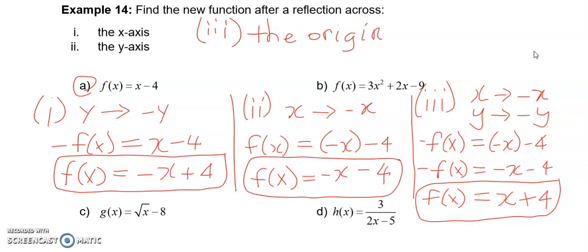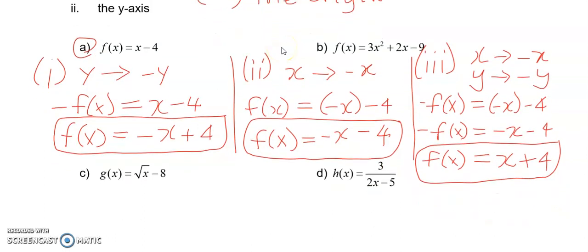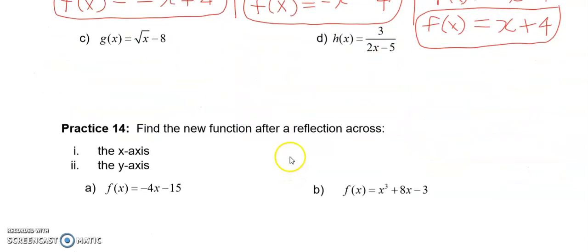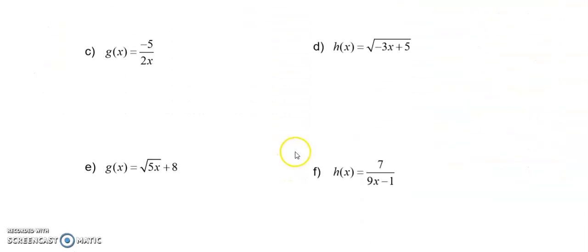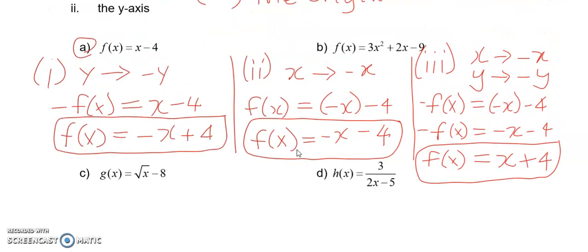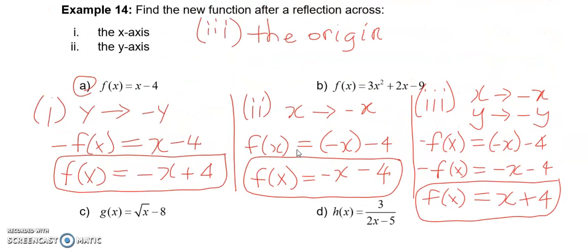And that's all this section is really asking you to do. Take whatever function you're given, and determine what the new function would be if you reflected it through the x-axis, the y-axis, or the origin. They all work out pretty much the same. So I'm going to leave those other exercises, B, C, and D, for you to try, and also practice number 14 at the bottom of page 29.